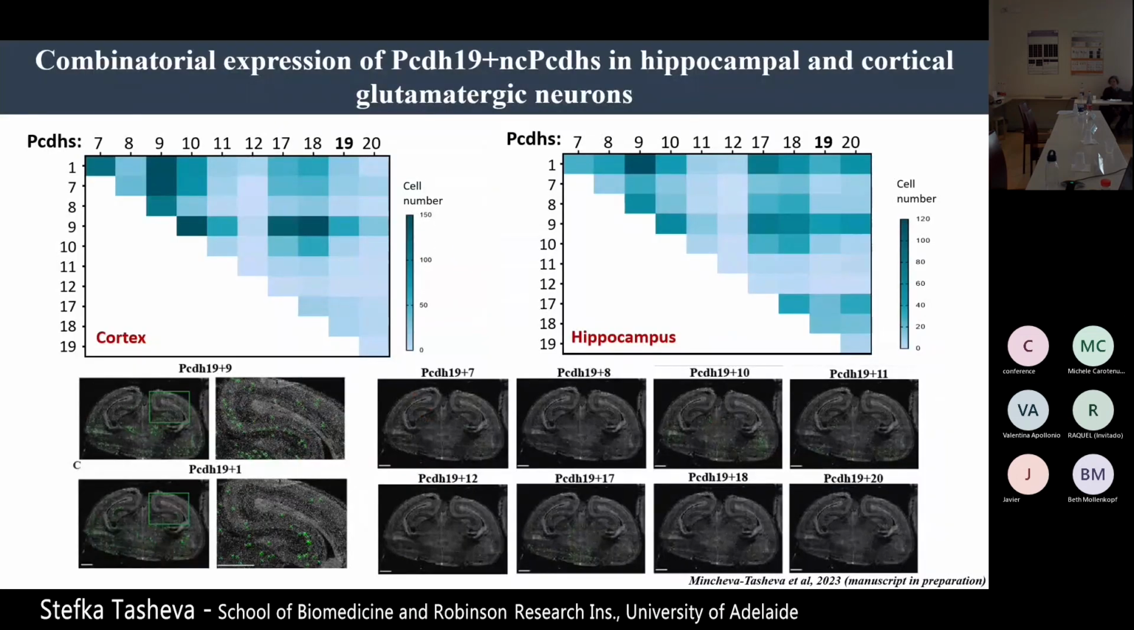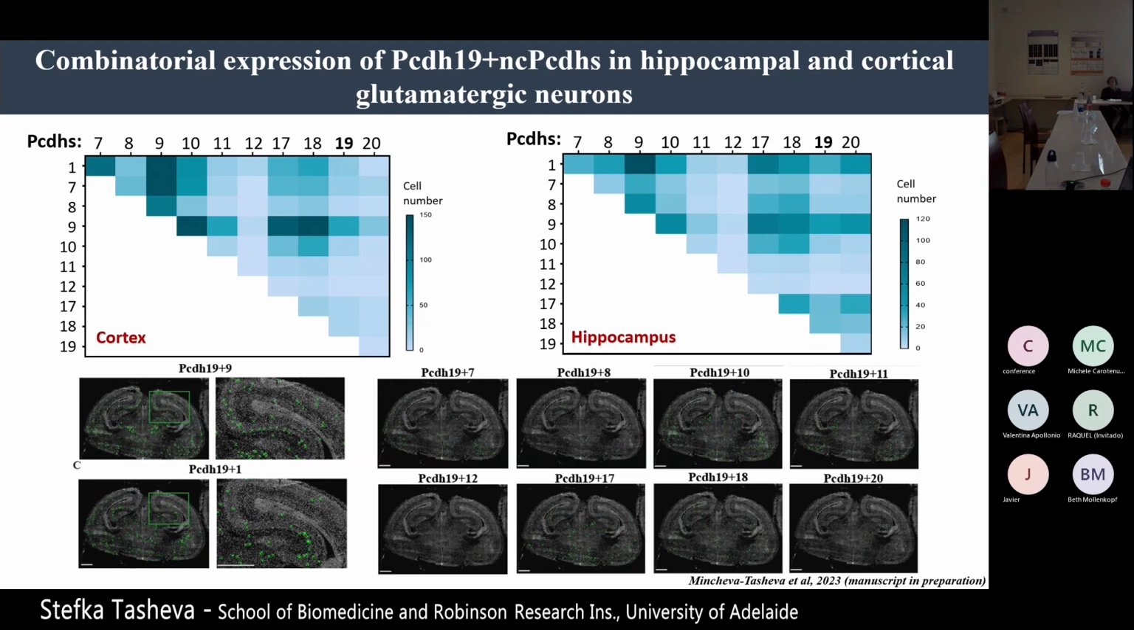So next we performed a little bit more specific analysis. We wanted to know which two non-clustered protocadherins are expressed together in the glutamatergic neurons. And this is the heat map of the summary of this data in cortex and hippocampus. Probably you will ask a question, why just two? Because they could be 3, 4 or more.